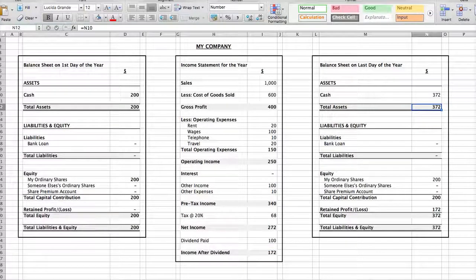On the other side, I've only got $200 in shares, and at the end, I've still only got $200 in shares. So where's the rest of the money? Where's the other $172? And the answer is that's the retained profit that I've got from the year. That's that head start I was talking about just now. So you can see these numbers match up.